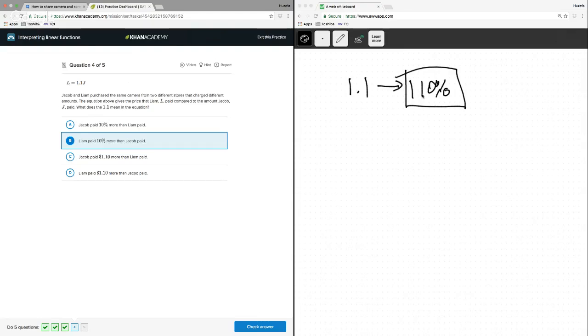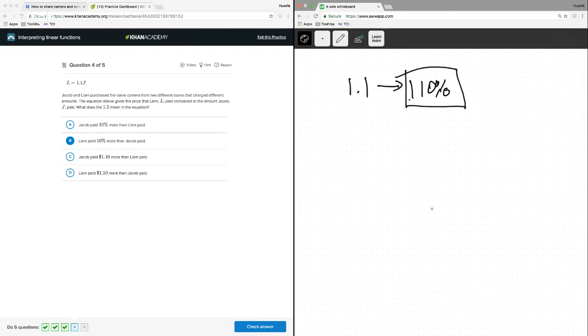You multiply because the 100 part, it's not 110% more, it's 10% more, because the 100 will give him the actual value, and then the extra 10, or 0.1, will give him an additional 10%. But why? How do we know that? Well, if you're not totally sure, again, you can test out some values. Let's pretend that Jacob paid $100. Okay, and this is a no calculator section problem.